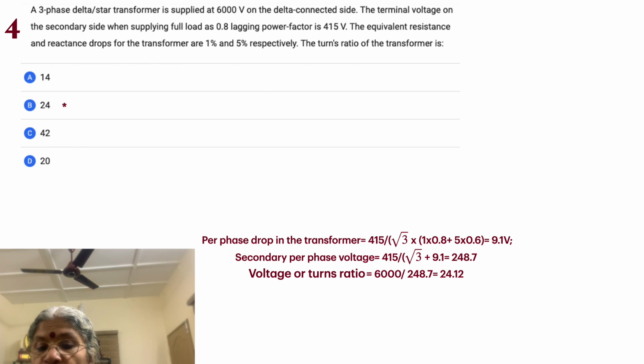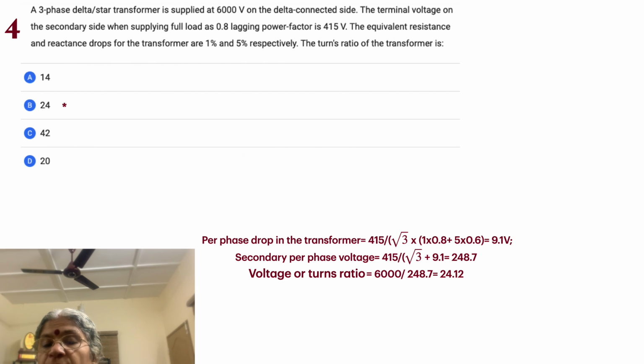So we are having 415 by root 3. So we are having the resistance drop. Of course, because we are having a 0.8 power factor lagging, it's going to be 1% into 0.8. By 415 by root 3 we are finding out the secondary. So 415 by root 3 is the voltage there, and then it is having a drop across a load which is drawing a current such that it has a resistance and a reactance drop of 1% and 5%. So 1% will take the 0.8 power factor, that's why 1 into 0.8, and 5% will take the complement of it, which is going to be 0.6.